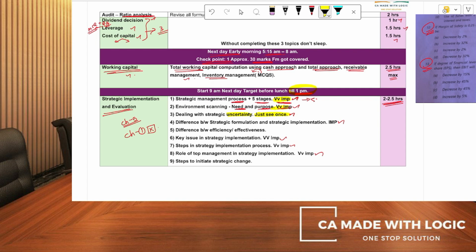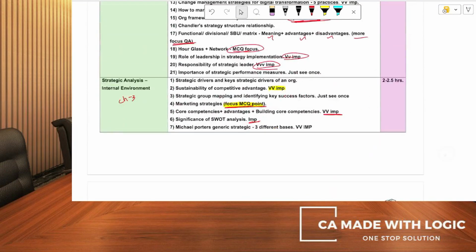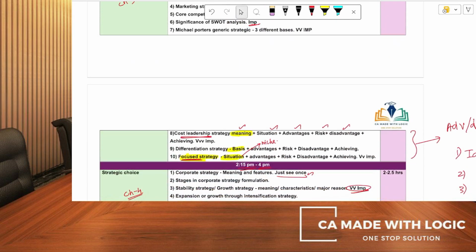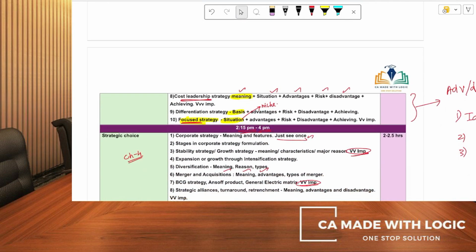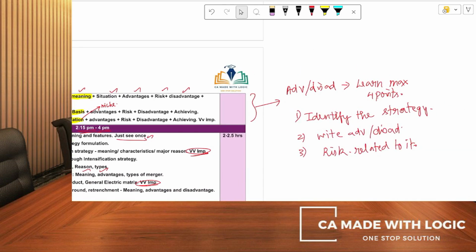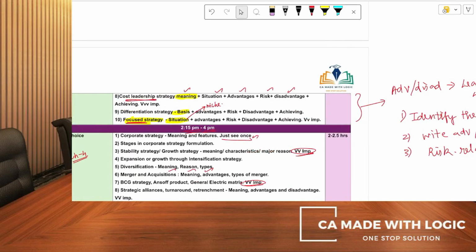Even if you start at 9 a.m. till 1 p.m., you have 4 hours, but I have approximately given 2 to 2.5 hours it is going to take to complete these chapters. Okay, so here comes one important point. See, these cost leadership strategy, differentiation strategy, and focus strategy, three things you have to learn.